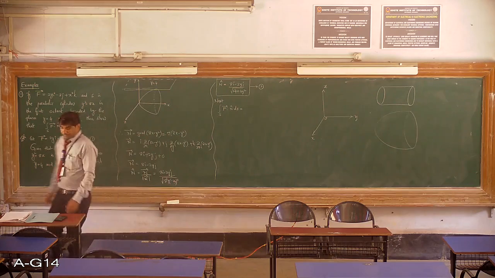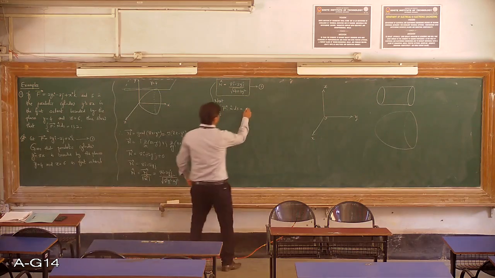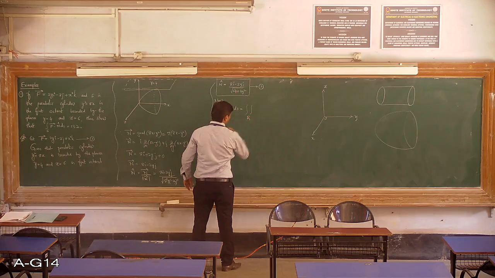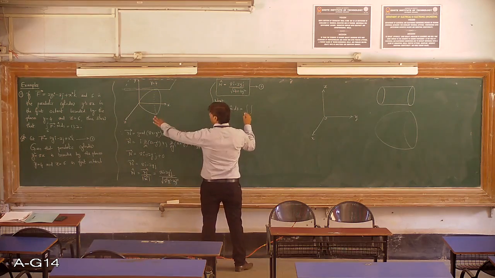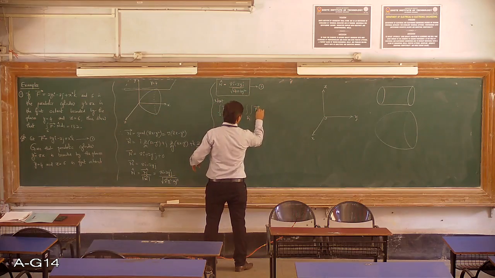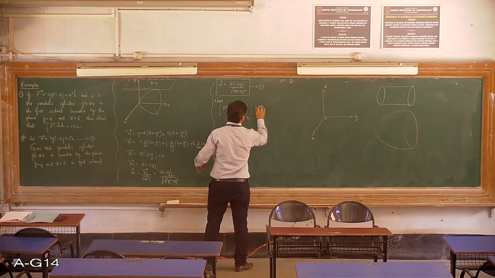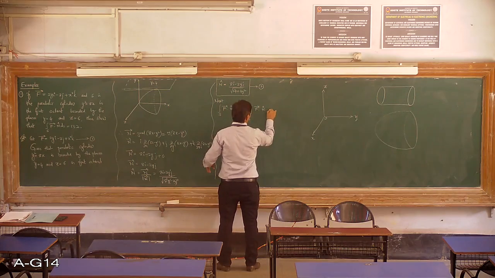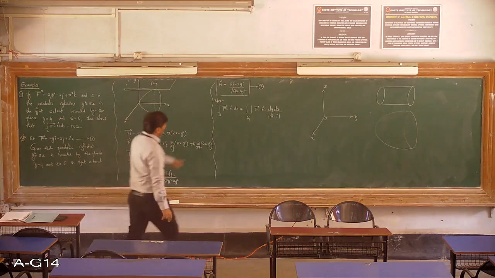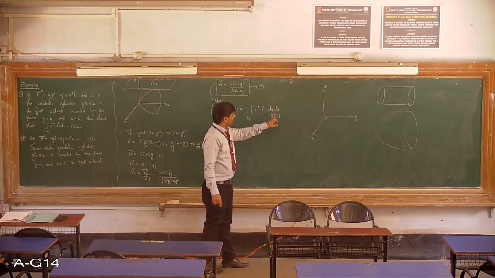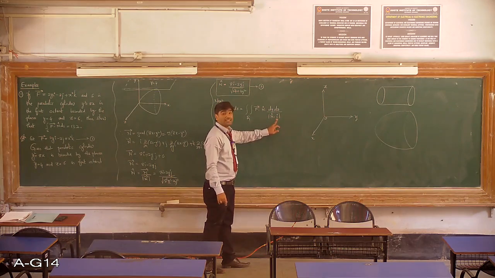So now here we'll get a double integration over a region R, and that region R will be on the yz plane. I'll be writing f dot n cap into dy dz divided by the modulus of n cap dot i. Here i is the unit vector along the x axis, because y and z are there, so we are taking the unit vector along the x axis.